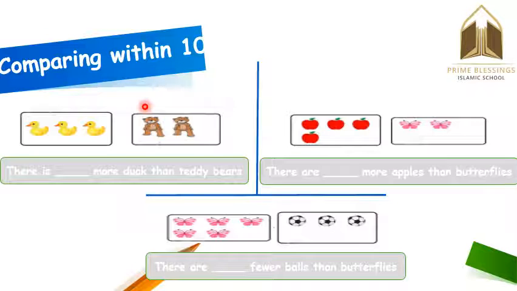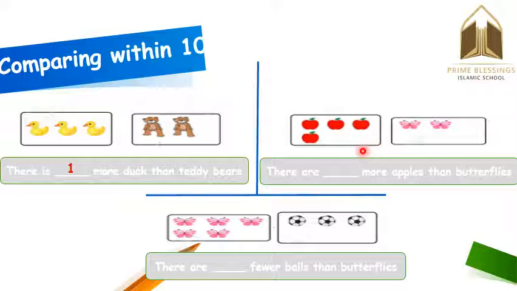Now kids, now we compare different objects. Okay? This time we have to compare these ducks with these teddy bears. Do you see that the number of ducks is more or less than the number of teddy bears? Yeah, there are 3 ducks and there are 2 teddy bears. So which is more? Of course, ducks are more here. And how many more? Can you tell me? Yeah, there is 1 more duck than teddy bears.